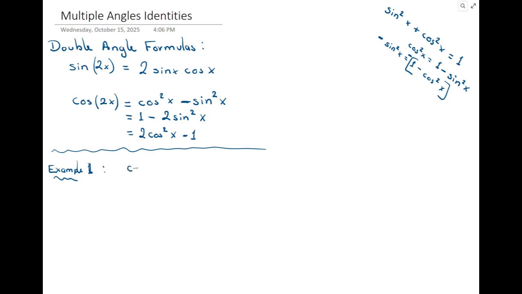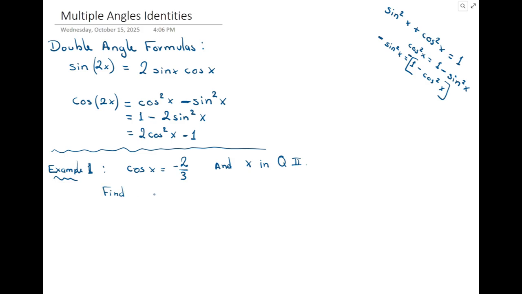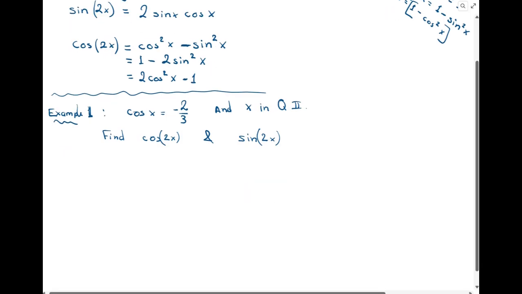Let's assume we know that cosine of x is equal to negative 2 over 3. And we are told that the terminal side of x is in quadrant 2. And we would need to find cosine 2x and sine 2x.